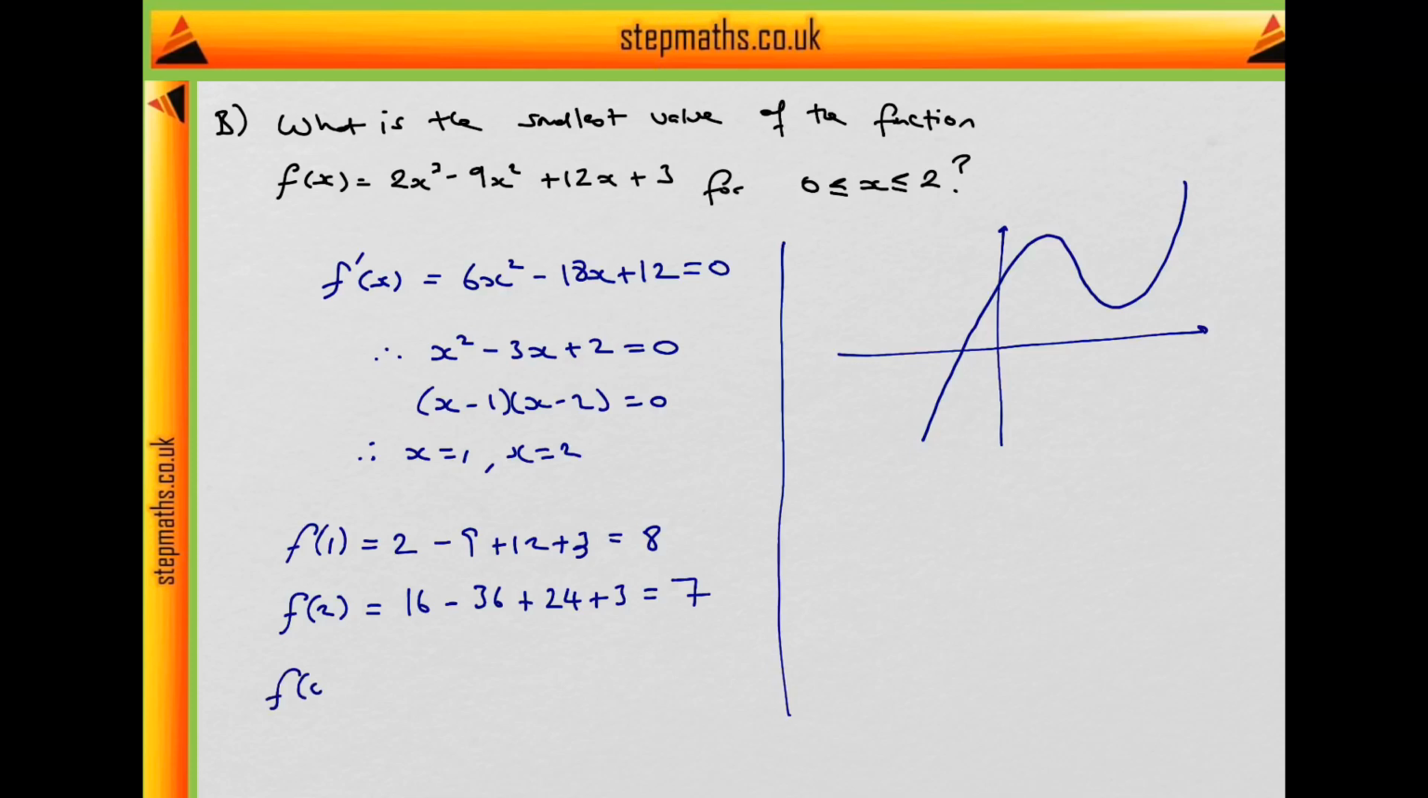So what is f of 0? Well, it's 2 times 0 minus 9 times 0 plus 12 times 0 plus 3. So in fact, we see f of 0 is 3, which is smaller than f of 2, which is 7. So the smallest value our function attains is 3, and that gives us an answer of B.